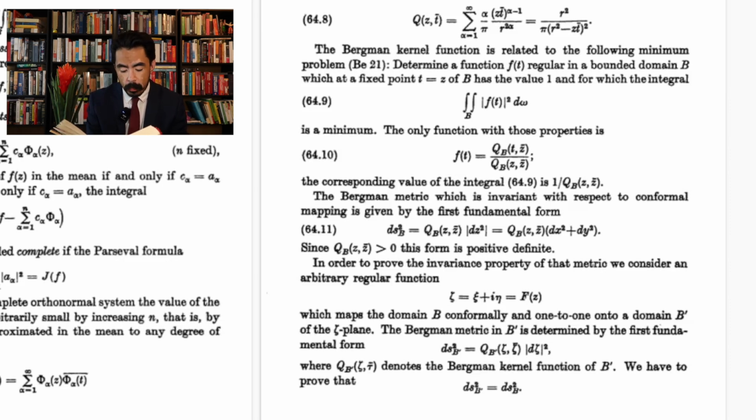In order to prove the invariance property of that metric, we consider an arbitrary regular function, ζ equals ξ plus i times ν equals F(z), which maps the domain B conformally and one-to-one onto a domain B′ of the ζ plane. The Bergman metric in B′ is determined by the first fundamental form, ds_B′ squared equals Q_B′(ζ, ζ̄) times the magnitude of dζ squared, where Q_B′(ζ, τ̄) denotes the Bergman kernel function of B′. We have to prove that ds_B′ squared is equal to ds_B squared.